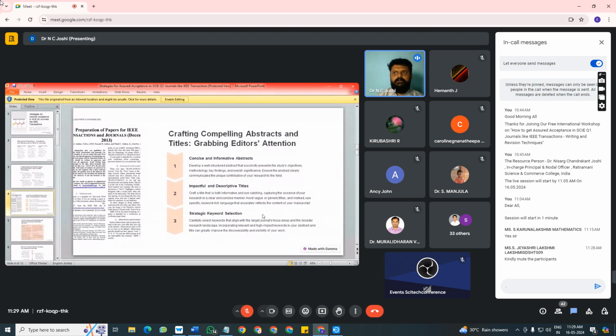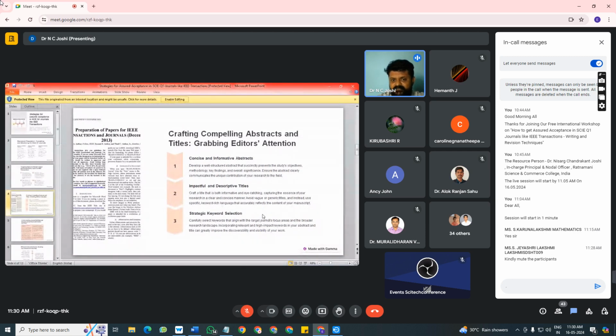Now you are thinking that you have to publish this paper, you want to do it on this methodology, you have this keyword, all those things. But if you do not have an effective abstract, there is a chance it will be rejected by SCIE Q1 journals. So develop a well-structured abstract: the study's objectives, methodologies, key findings, and overall significance. Ensure that the abstract clearly communicates the unique contribution of your research to the field. It will reflect your research work. This is the importance of abstracts.